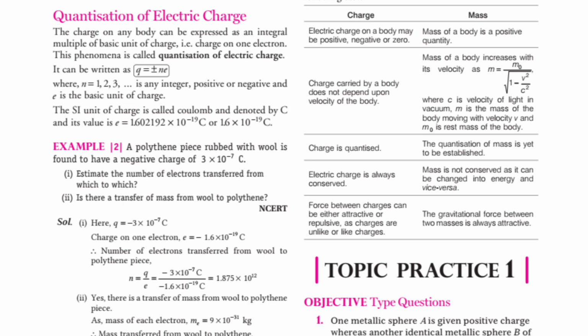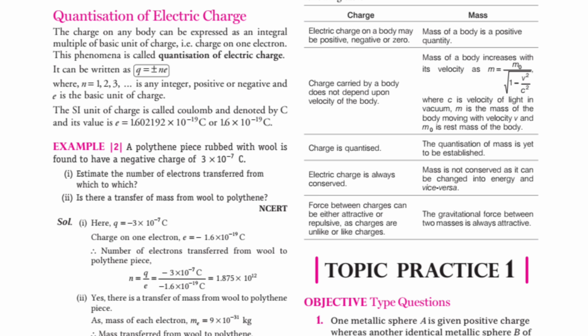Then charge is quantized, ओके चार्ज यहाँ पे क्वांटिटाइज होगा, और यहाँ पे the quantization of mass is yet to be established. क्वांटिटाइजेशन हमको मास का बनाना पड़ेगा. ओके देन इलेक्ट्रिक चार्ज इज ऑलवेज कंजर्व्ड, and the mass is not conserved as it can be changed into energy and vice versa. मास जो भी रहेगा मेरे पास, that is not conserved as it can be changed into energy and vice versa. चेंज होता है मास एनर्जी में, और यहाँ पे इलेक्ट्रिक चार्ज जो रहेगा वो कंजर्व्ड रहेगा ऑलवेज, पॉजिटिव नेगेटिव और जीरो.